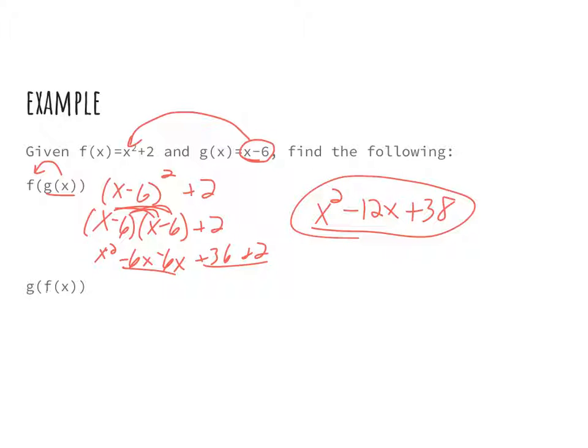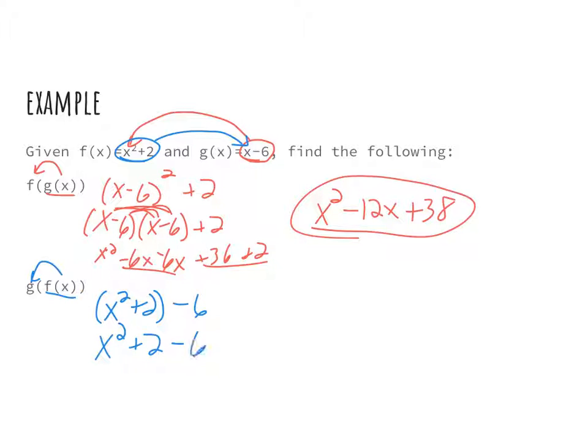For g of f of x, I take f of x and I plug it in for g. So I'm going to take x squared plus 2 and substitute it in for x in g of x. So instead of x minus 6, I'm going to have x squared plus 2 minus 6. I'm not multiplying anything in the parentheses, so I can write it without it, and then combine my like terms. 2 minus 6 gives me a negative 4. So my final answer is x squared minus 4.